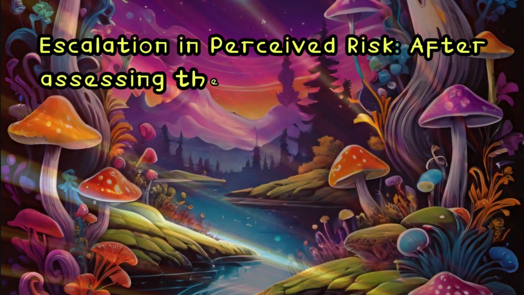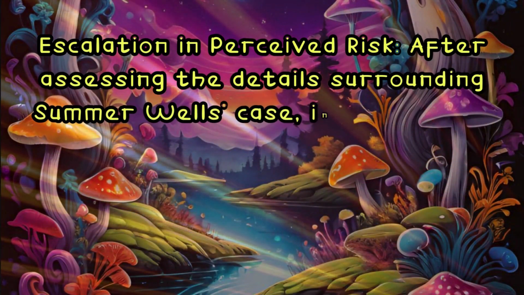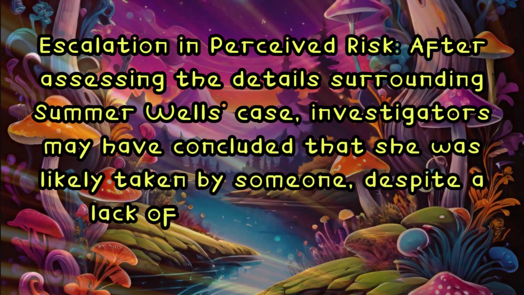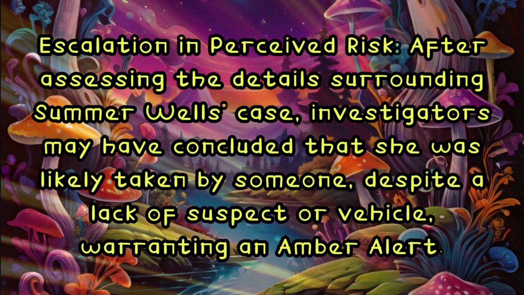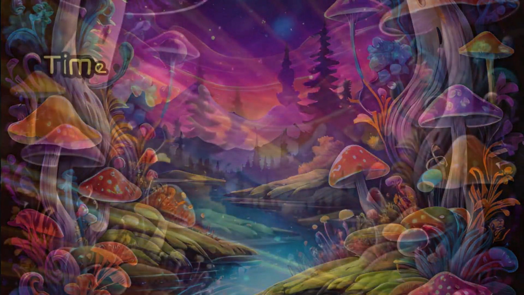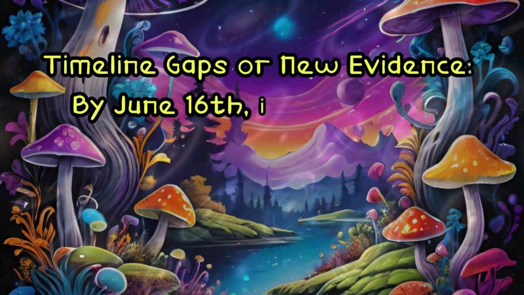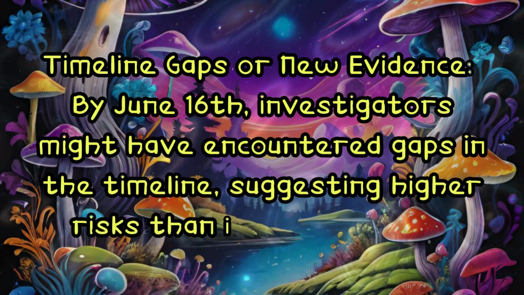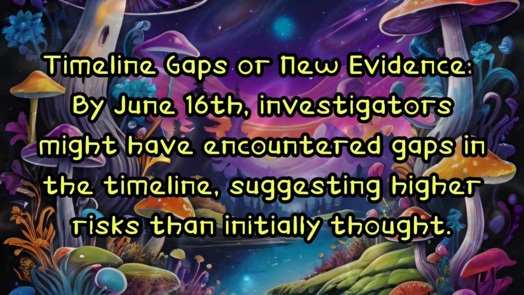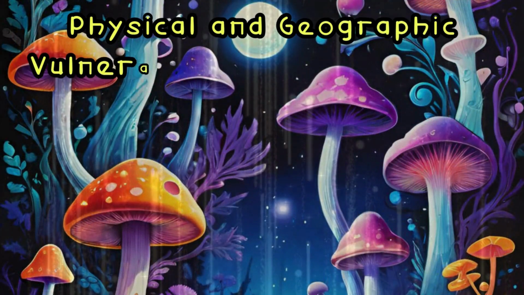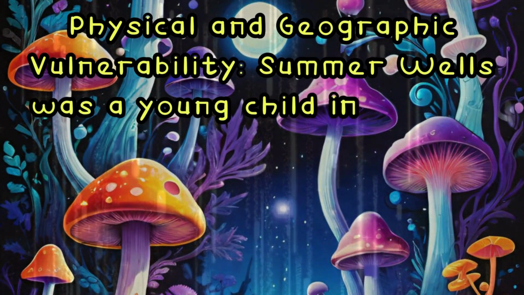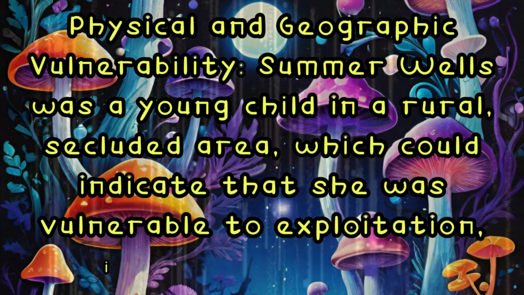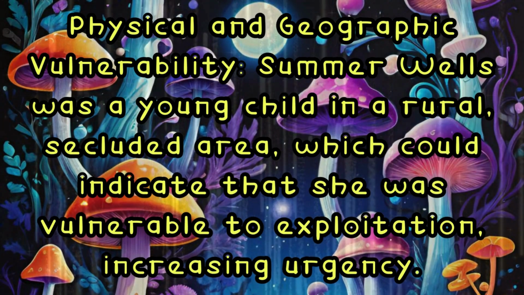Escalation in perceived risk. After assessing the details surrounding Summer Wells' case, investigators may have concluded that she was likely taken by someone, despite a lack of suspect or vehicle, warranting an Amber Alert. Timeline gaps or new evidence. By June 16th, investigators might have encountered gaps in the timeline, suggesting higher risks than initially thought. Physical and geographic vulnerability. Summer Wells was a young child in a rural, secluded area, which could indicate that she was vulnerable to exploitation, increasing urgency.